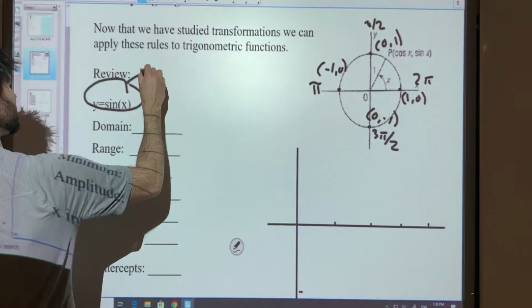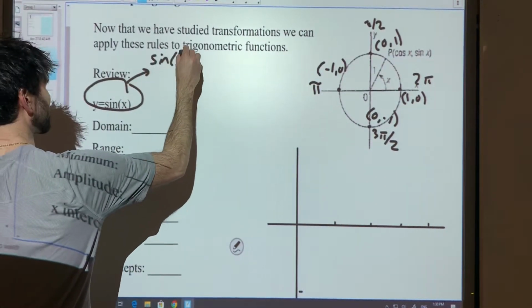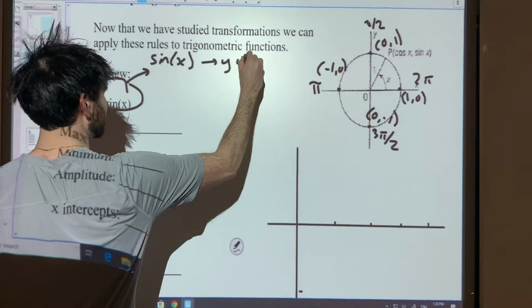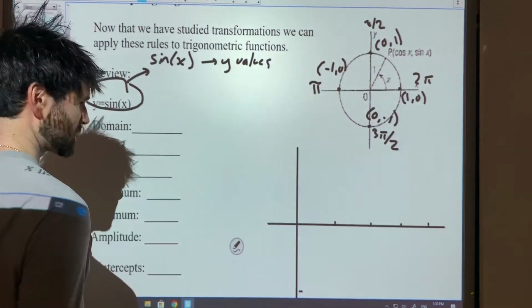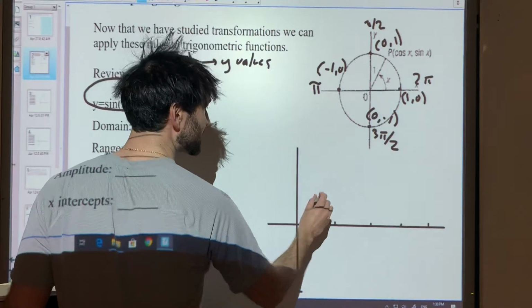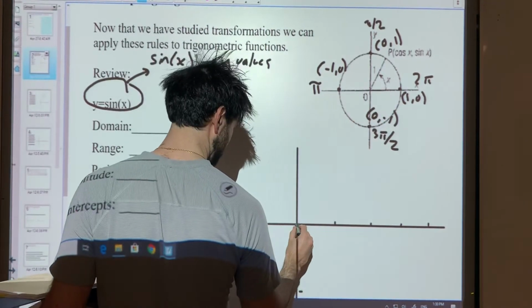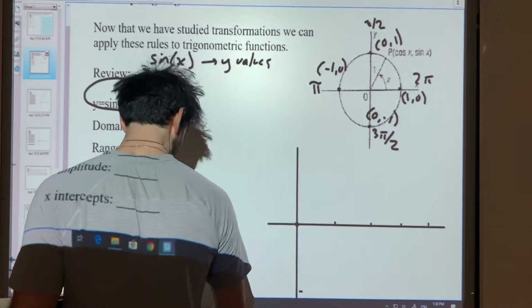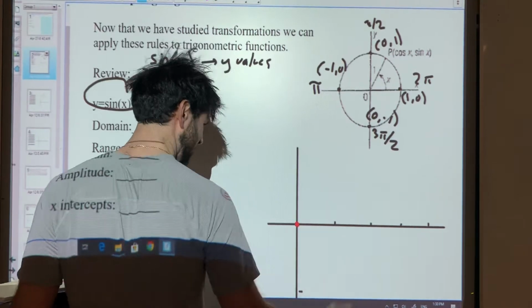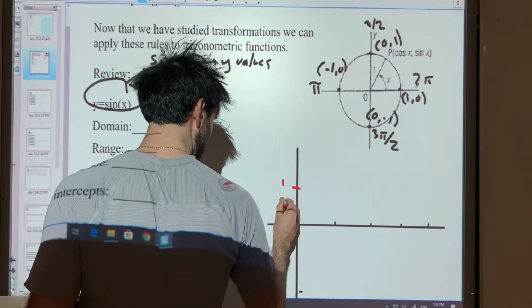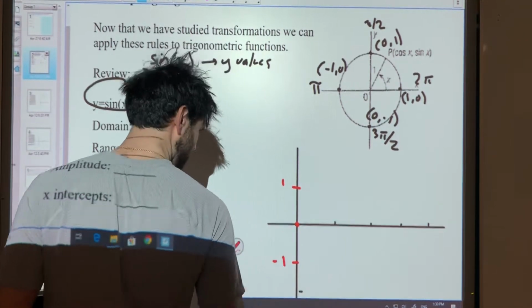Now just remember that sine x are the y values, all right? So they're the y coordinates of these points. So over here at 0 degrees, my y value is 0, so that's going to be my first point. And I might actually use a different color here, so there we go. All right, and we'll just label that 1 and negative 1 for later.